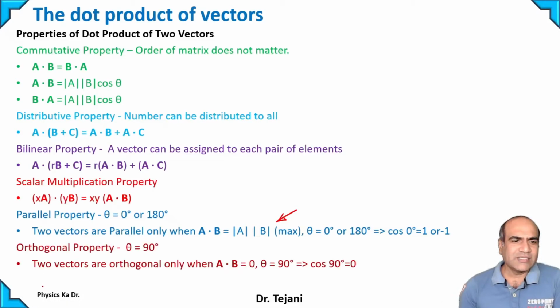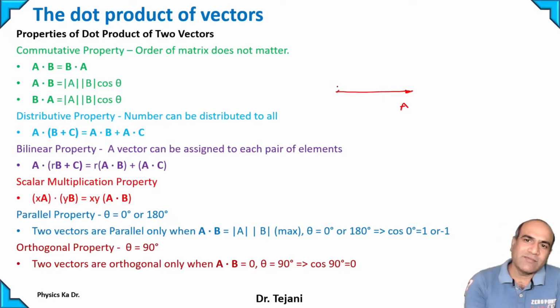The next is orthogonal. Yeah, this might be a new word for you. Orthogonal means perpendicular. The simple meaning is that orthogonality means perpendicularity. Suppose this is vector A, and this is vector B.